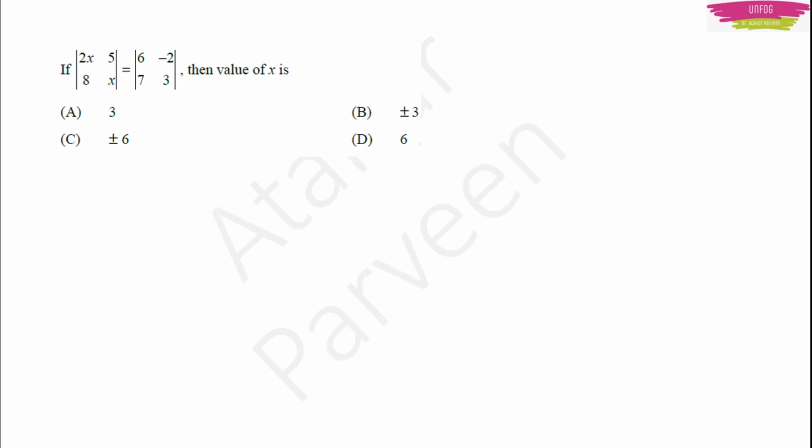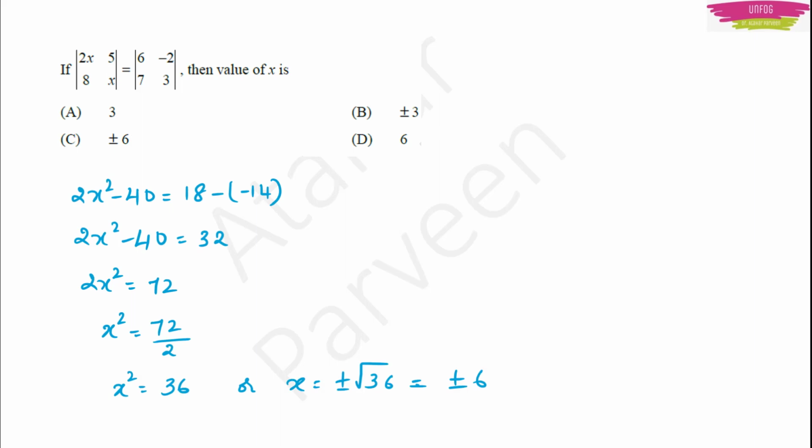Next example, same type of example. Here I am giving you options. Same thing you have to do. You just equate those two determinants, you solve them and then you find the answer. In that answer you will have plus or minus. Okay, here we are getting x square is equal to 36, so x will be equal to plus or minus root of 36, or plus or minus 6. So option C will be the right answer.